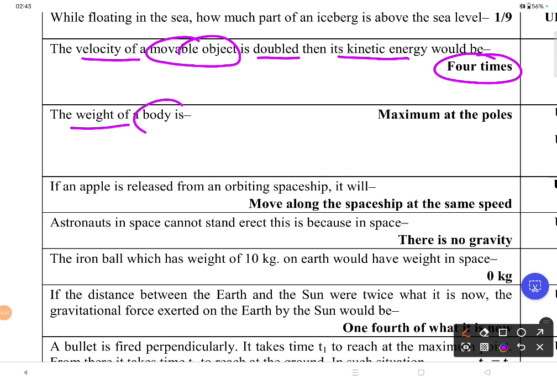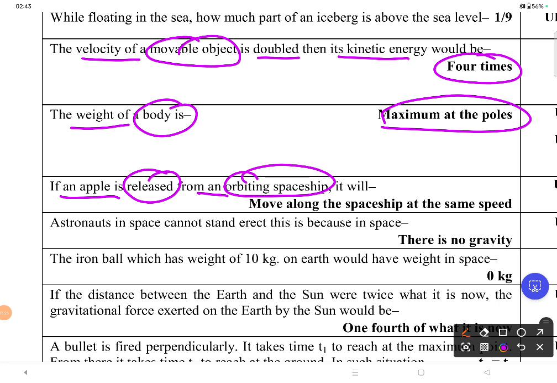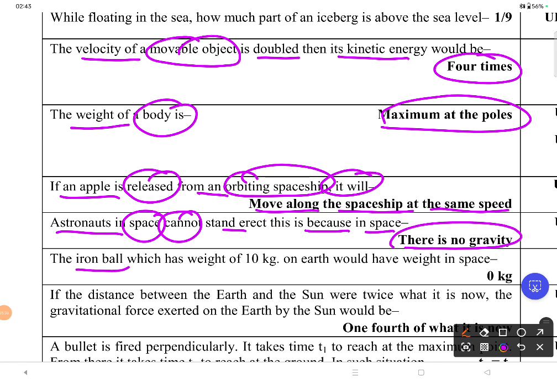The weight of a body is maximum at the poles. If an apple is released from an orbiting spaceship, it will move along with the spaceship at the same speed. Astronauts in space cannot stand erect. This is because in space there is no gravity. The iron ball, which has a weight of 10 kg on Earth, would have a weight of 0 kg in space.